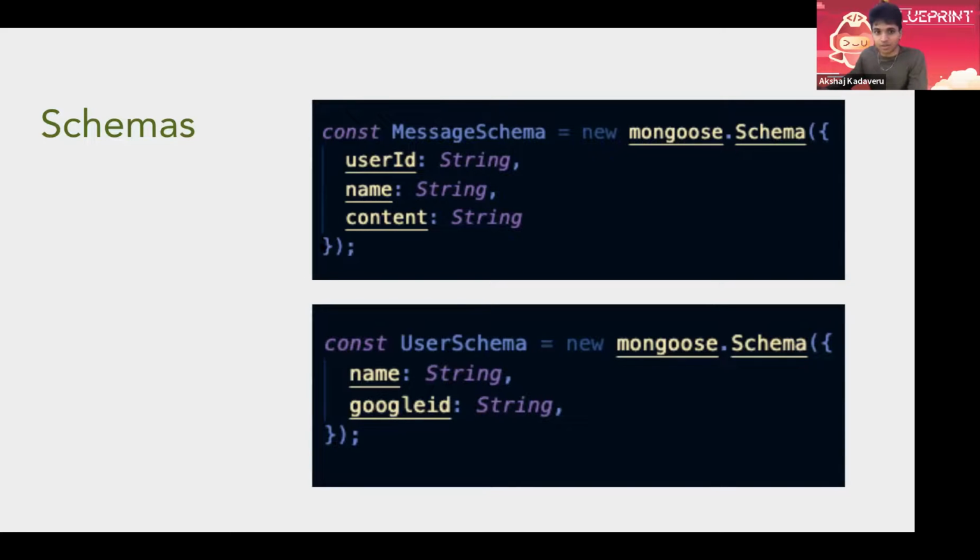So these are the two schemas I wrote for the Acebook app. All it is, it describes what fields are in each message. So as you can see, each message has a user ID, which is a string, a name, which is a string, and content, which is a string. And then the user schema has name, which is a string, and then Google ID, which is a string.